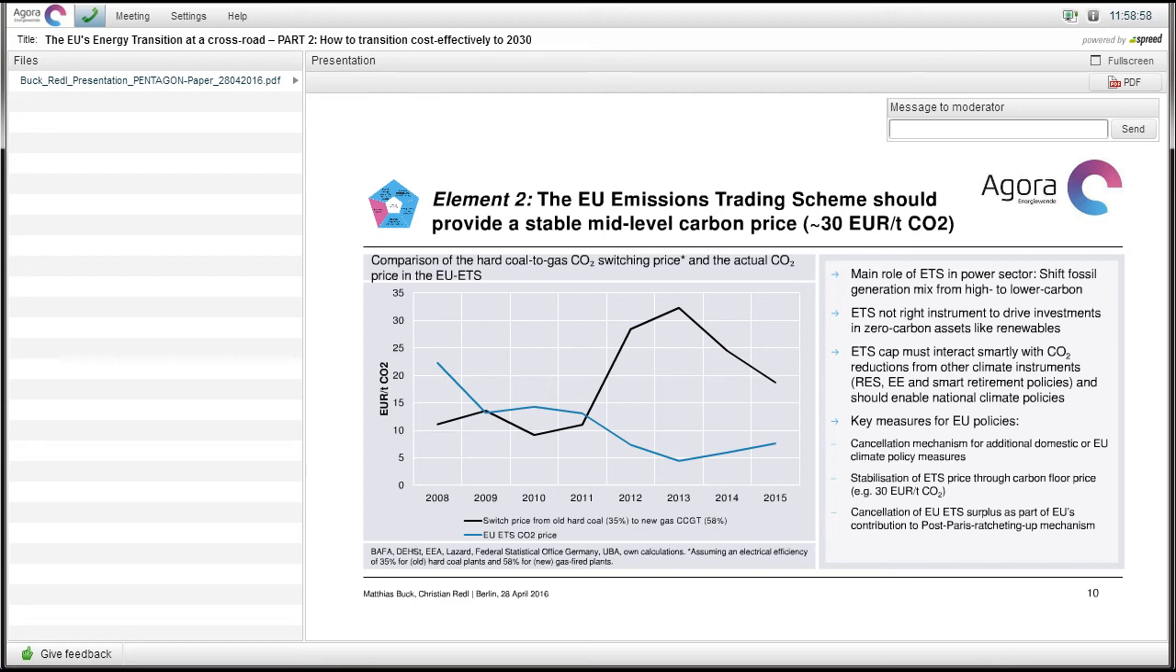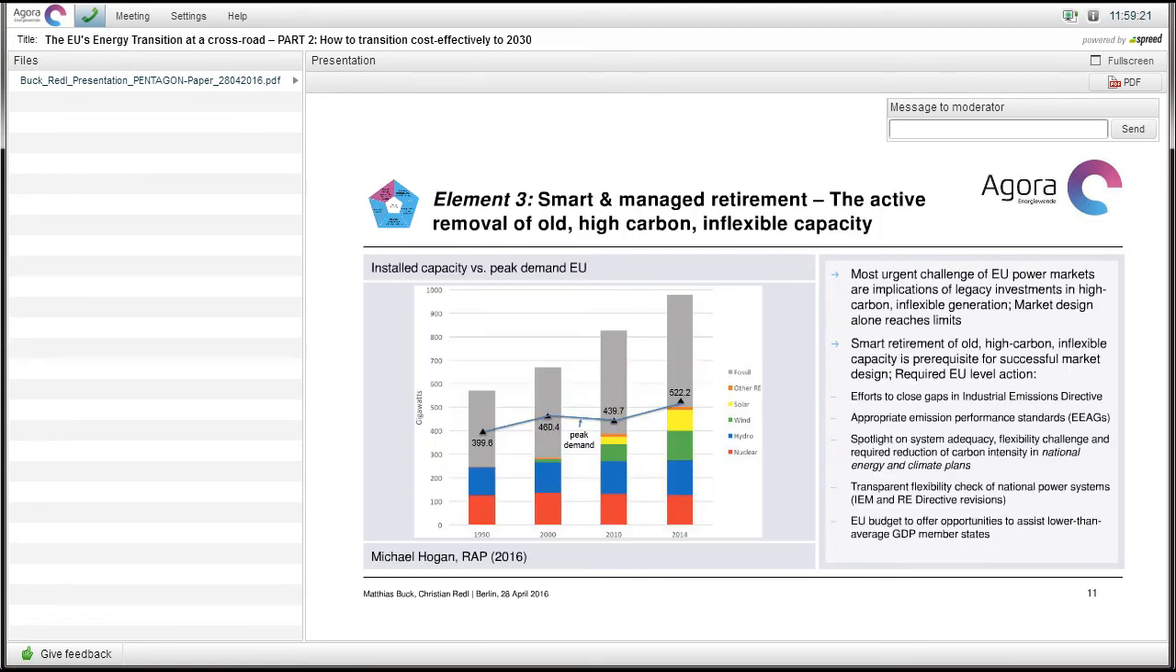And finally, of course, and it's also a link to the market stability reserve, Matthias mentioned it already, it's important also in the longer run to cancel the overall surplus in the EU ETS, not only to make the MSR fully functioning, but also to consider this as a contribution of the European Union to the post-Paris Agreement ratcheting up mechanism.